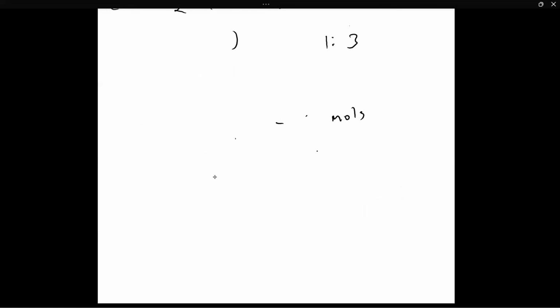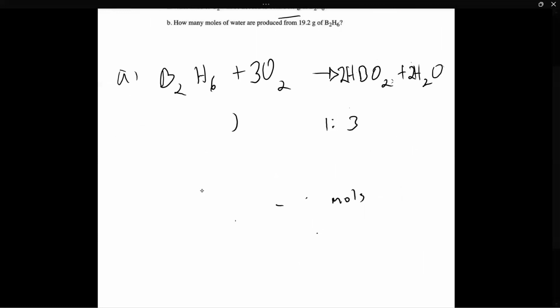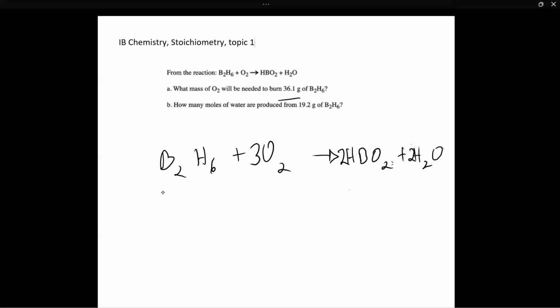Now the next part I had gotten right. I hadn't made a mistake with that, but nonetheless, I'm going to solve it once more so that you guys can use this if you need. So we just need the same equation. I'm going to leave this balanced equation up here. The answer was 125.29 grams. Now for part B, how many moles of water are produced from 19.2 grams of B2H6?